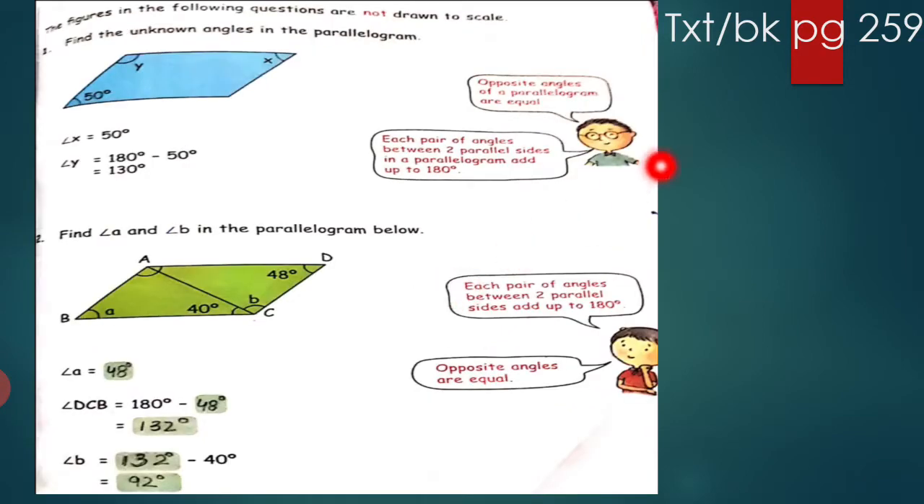Here is textbook page 259, students. Example number 1, find the unknown angles in a parallelogram. Students, as we have read right now that opposite angles in a parallelogram are equal, so angle X is equal to 50 degrees because they are opposite angles.